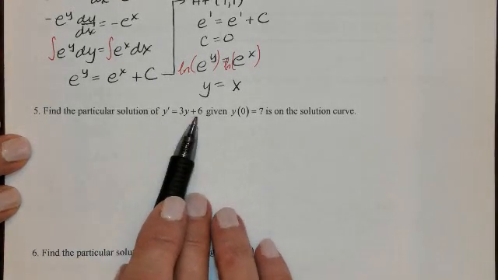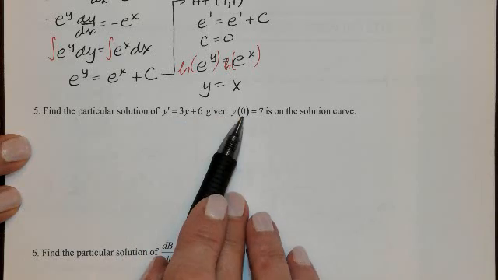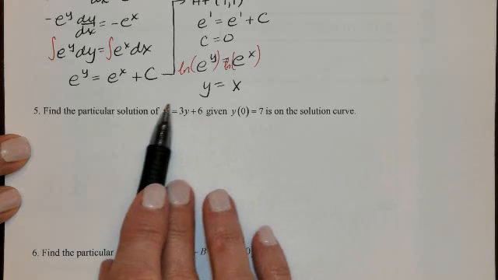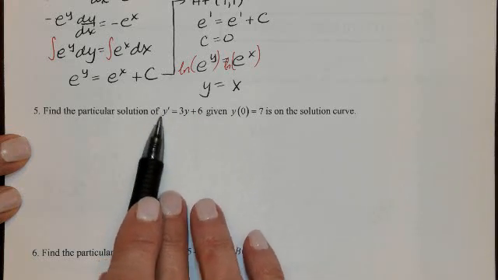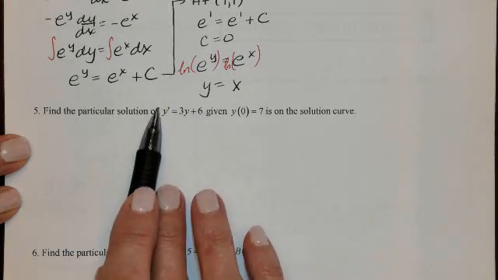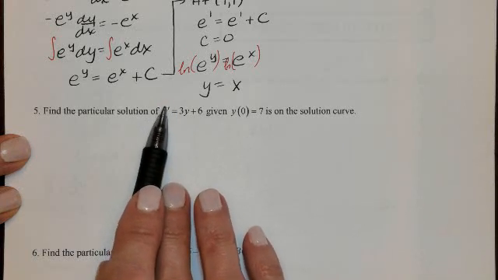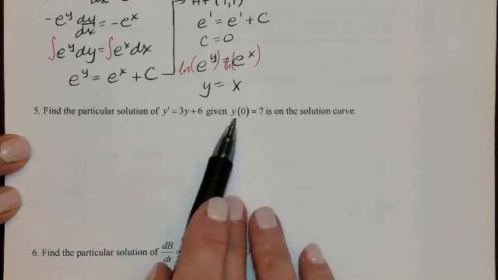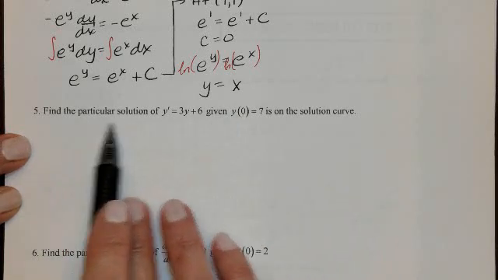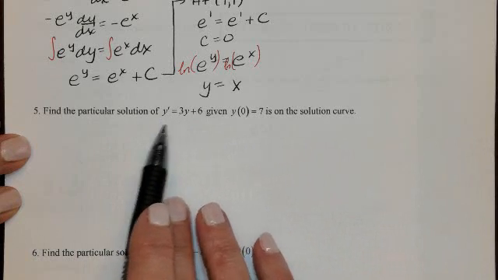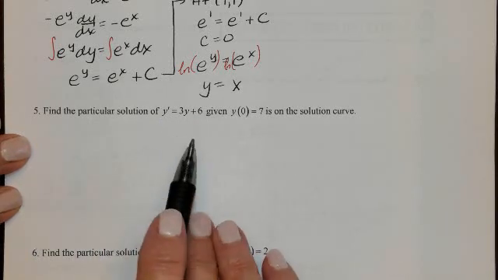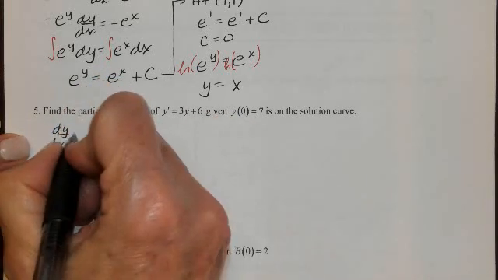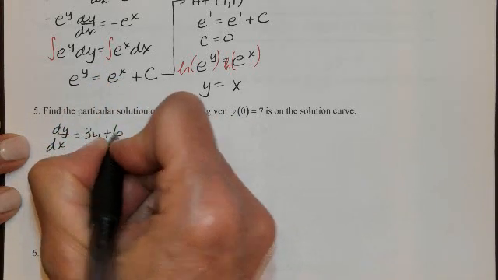Find the particular solution of this differential equation given that this point is on the solution curve. Well, this doesn't look like a differential equation, but it is because it has a derivative in it. I'm going to choose to rename y prime dy dx just for our purposes. I really don't know that x is my independent variable here because there's no x's in the problem. It might be t's, it might be u's, it might be v's. You can name it anything you want, but I'm very used to x's, so I'm going to call it dy dx is equal to 3y plus 6.